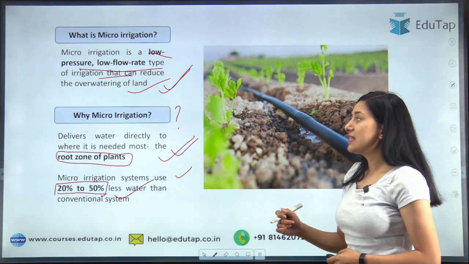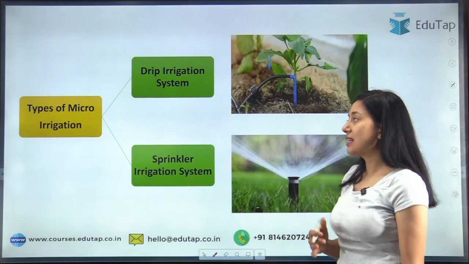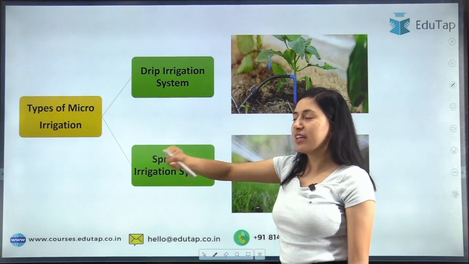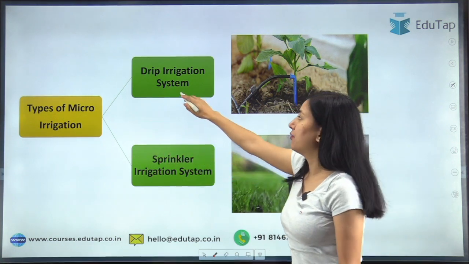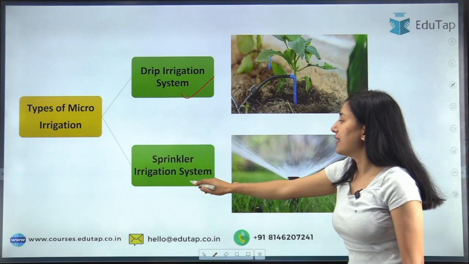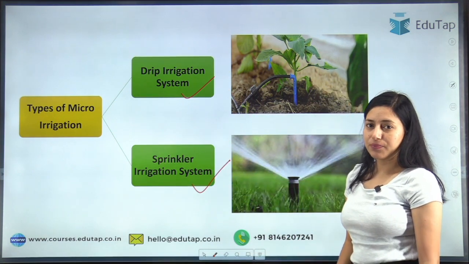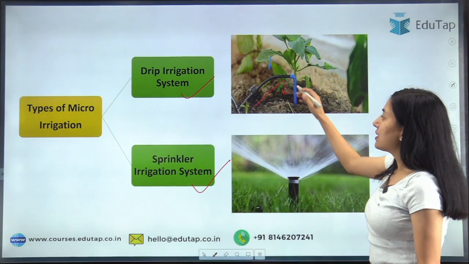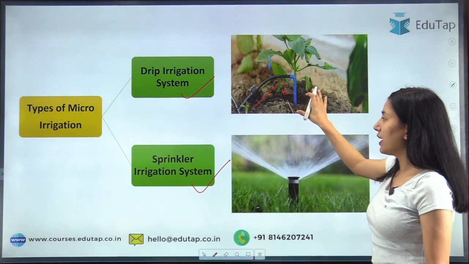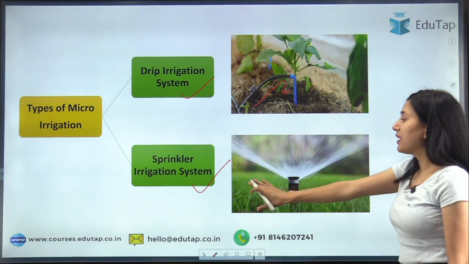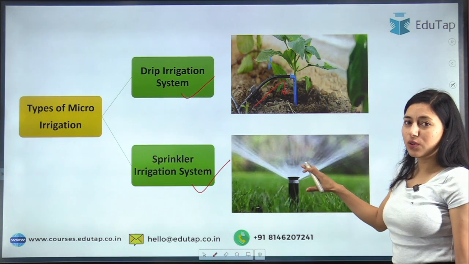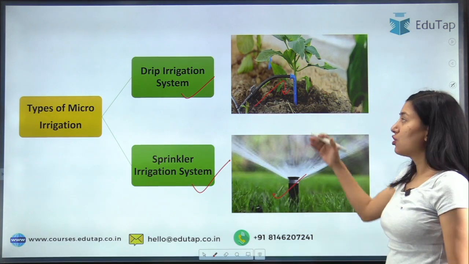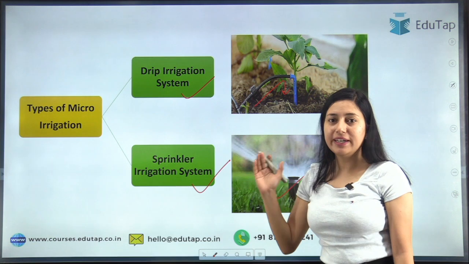Now students, let's see what the types of micro irrigation are. As I have already told you, your micro irrigation or pressurized type of irrigation system is of two types. First is the drip irrigation system, second is the sprinkler irrigation system. In the drip irrigation system, through a drip we supply water to the root zone, as you can see in the picture. And in the sprinkler irrigation system, through a rotary sprinkler, we irrigate our field. We will discuss this in detail further.